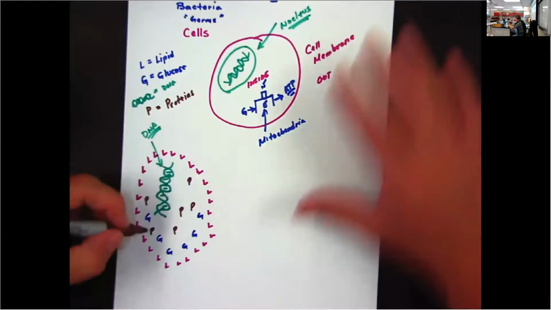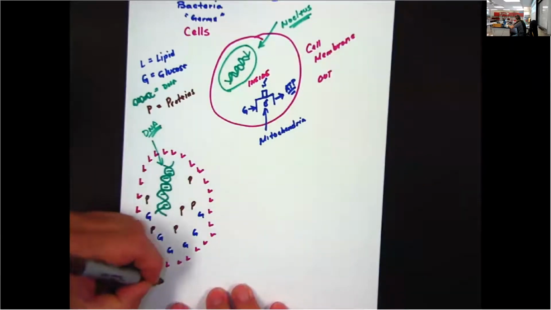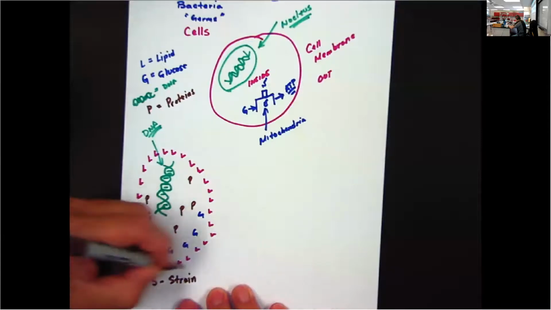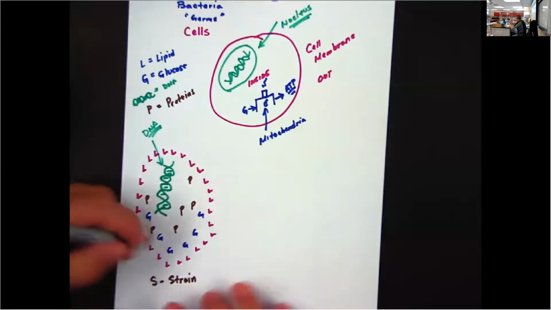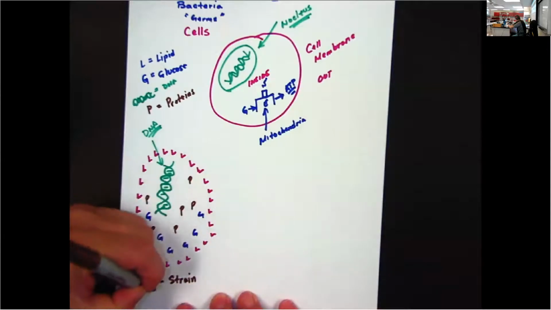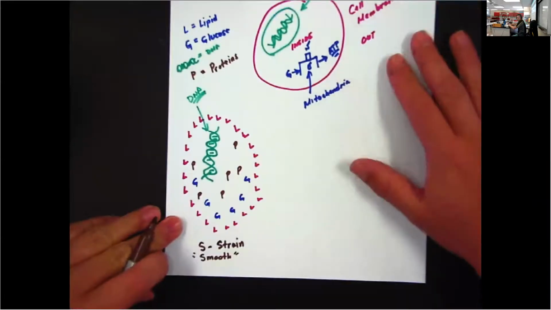He was studying two versions of bacteria. He called one the S strain. Why did he call it the S strain? Because when he looked at it under the microscope, it looked smooth. That's super important for you guys to understand right there: smooth.